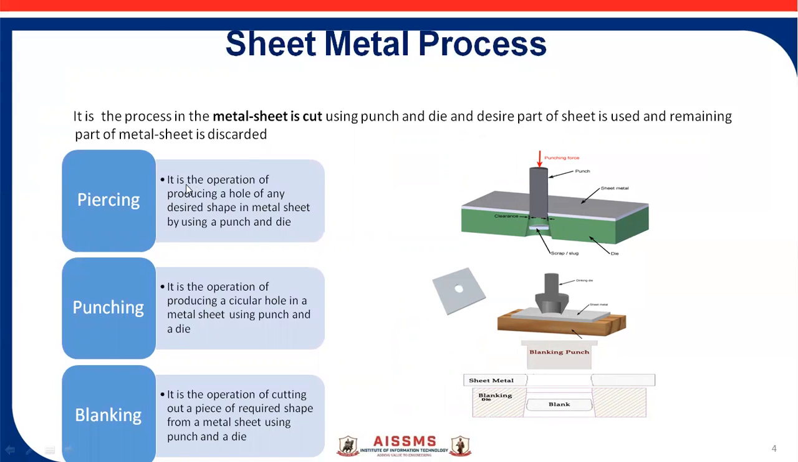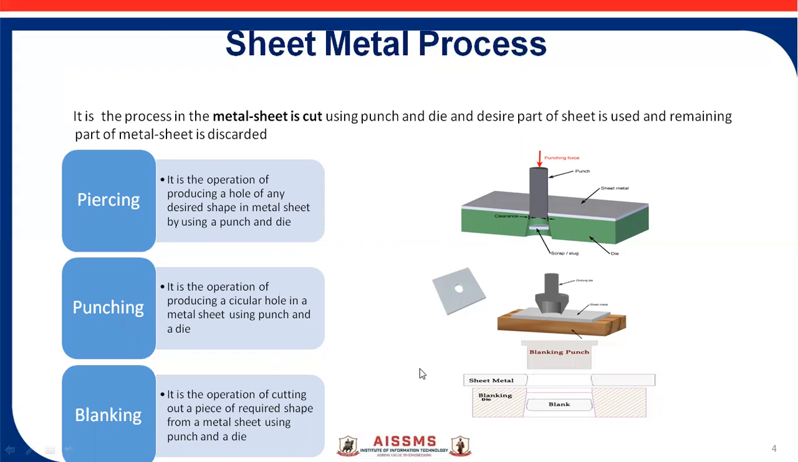In piercing, the operation means producing a hole of any desired shape in the metal sheet by using a punch and die assembly. Any desired shape means, for example, a triangular shape or a rectangular shape. Any shape we can manufacture by using the piercing operation. Punching is the operation of producing a circular hole in a metal sheet using a punch and die assembly. What is the main difference between piercing and punching? In piercing, any type of hole is possible. In punching, only a circular hole is made.